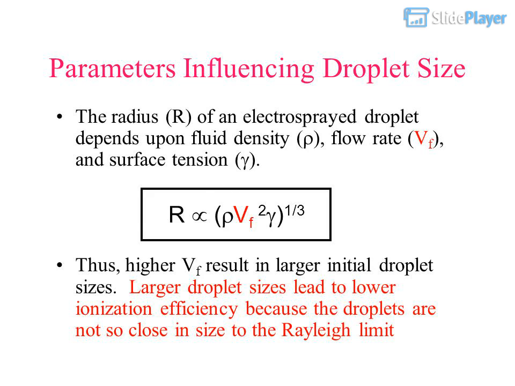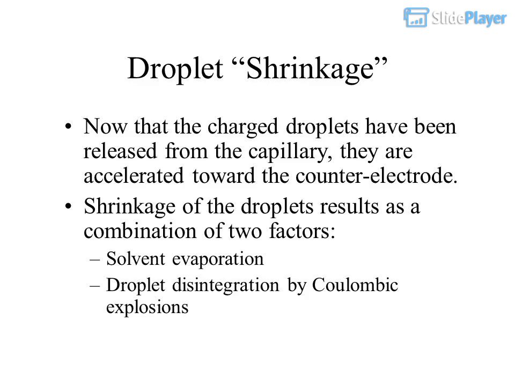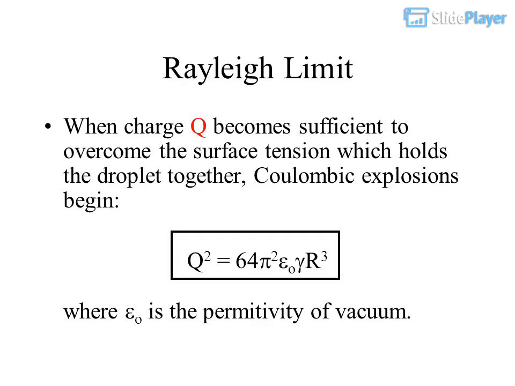R ~ (VF^2 rho/gamma)^(1/3). Droplet shrinkage. Now that the charged droplets have been released from the capillary, they are accelerated toward the counter electrode. Shrinkage of the droplets results from a combination of two factors: solvent evaporation and droplet disintegration by Coulombic explosions, the Rayleigh limit. When charge Q becomes sufficient to overcome the surface tension which holds the droplet together, Coulombic explosions begin. Q^2 = 64 pi^2 epsilon0 gamma R^3, where epsilon0 is the permittivity of vacuum.